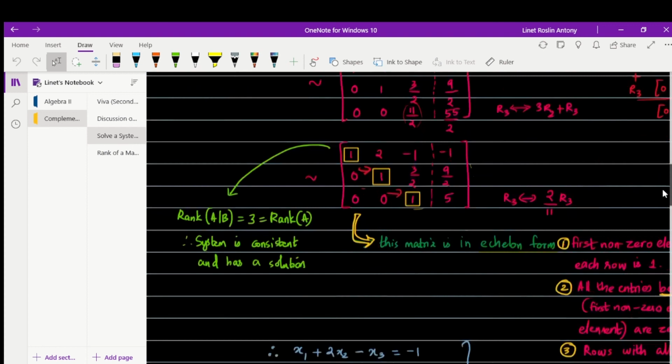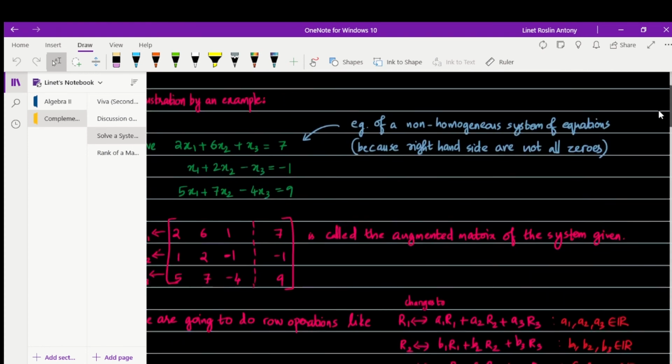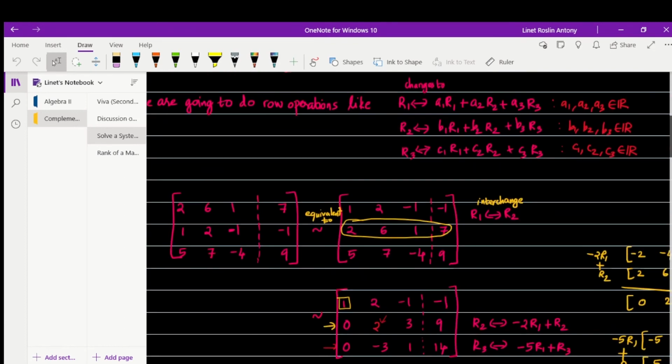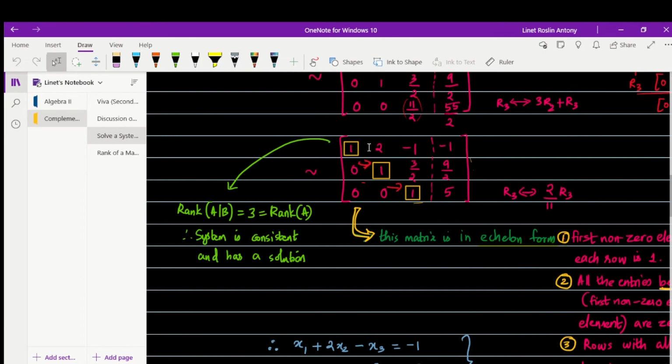In the first question, you reduced the augmented matrix and ended up with the matrix sitting here, and you have to understand that here the rank of the augmented matrix was equal to 3 and the rank of A was also equal to 3. So the system was consistent while we solved that question.